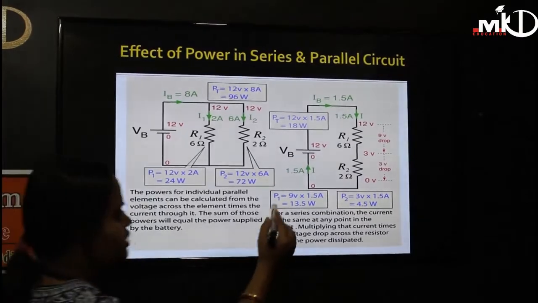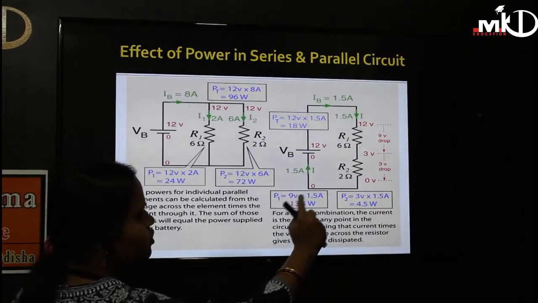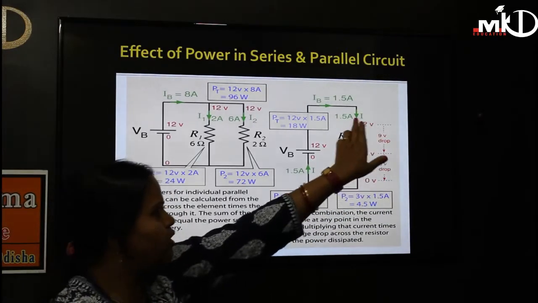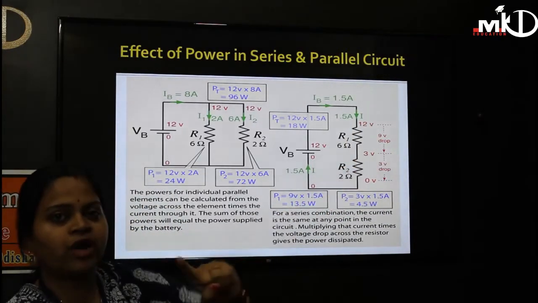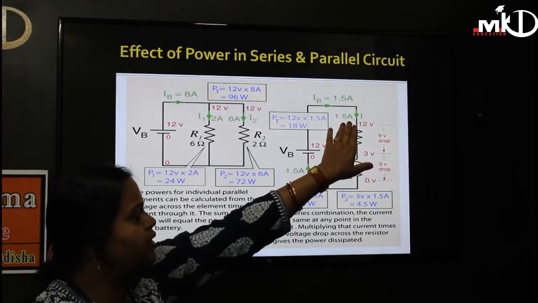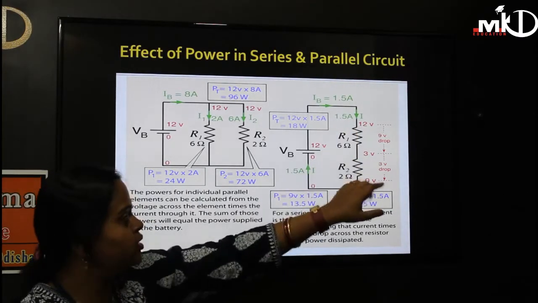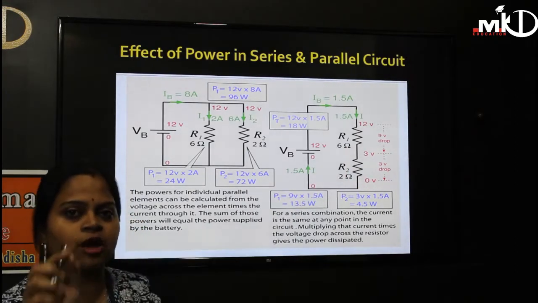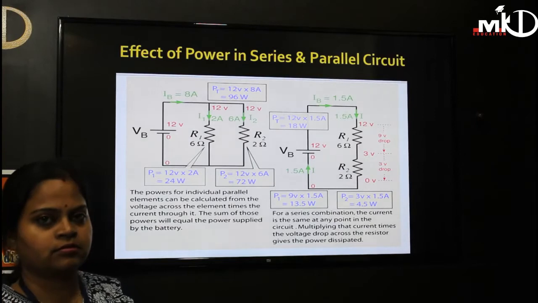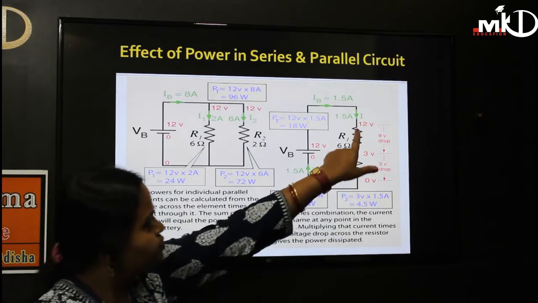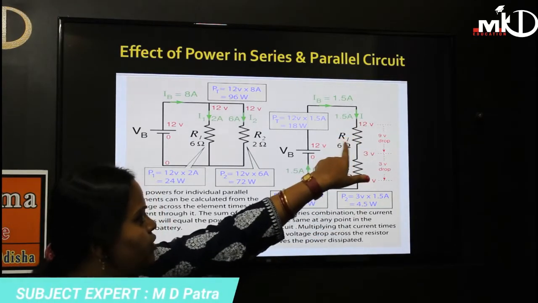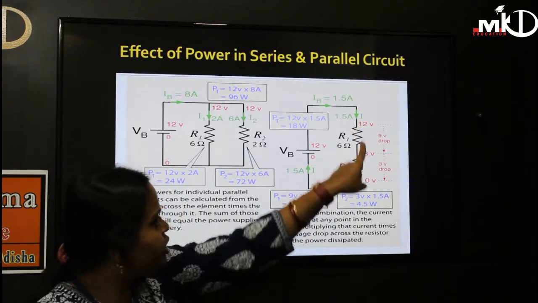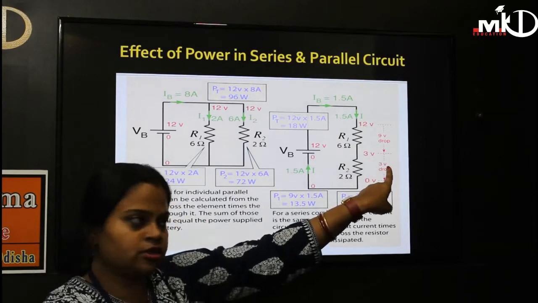The branch powers are I into V1 and I into V2, meaning P1 is equal to 9 volt into 1.5 ampere. 9 volt is the voltage drop across this resistor. So how will we find out the voltage drop? We have the current value, that is 1.5 ampere. We have the resistance value, that is 6 ohm. So voltage drop means simply I into R. So I into R1 is V1, that is 9 volt, and I into R2 is V2, that is 3 volt.